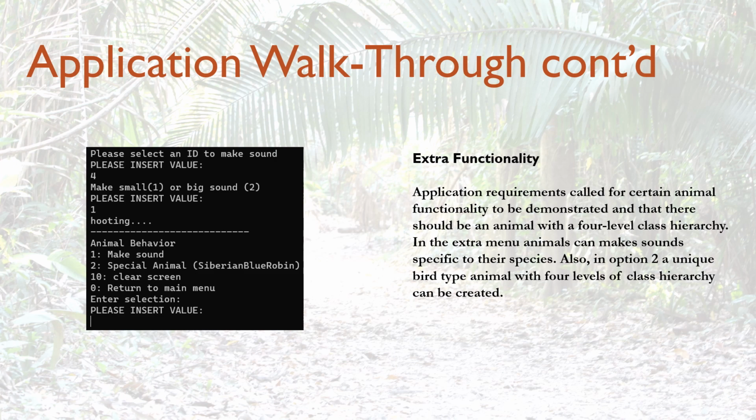Additionally, if the user selects option 2, a special case of the Siberian blue robin is handled. In this case, a vector of pointers to the animal base objects is created, including instances of bird, robin, and Siberian blue robin. The user can choose to make sounds for these special animals, and the corresponding display function is called.